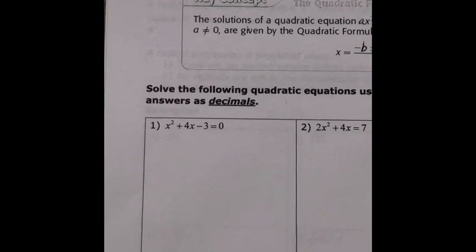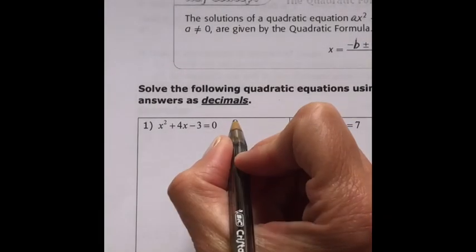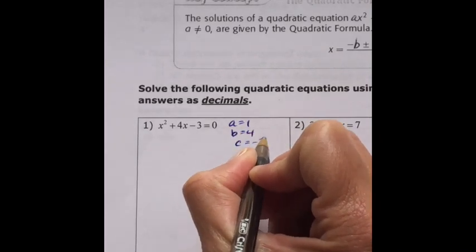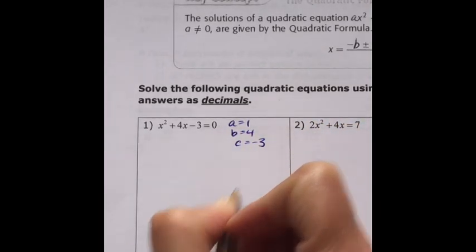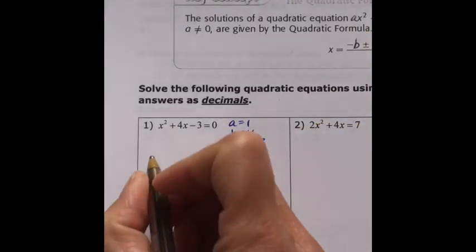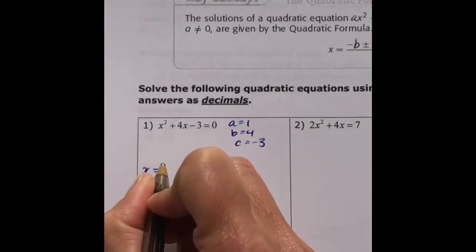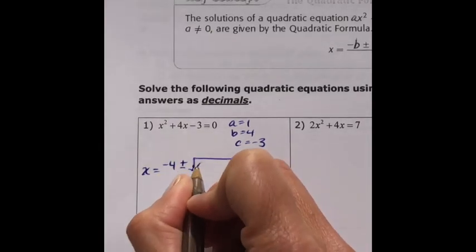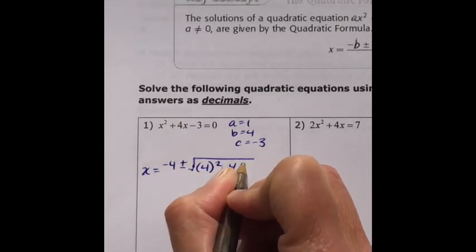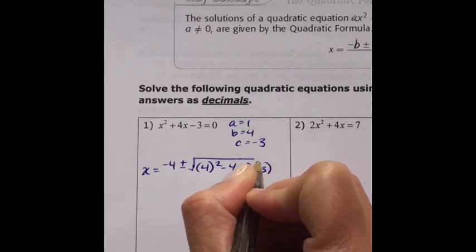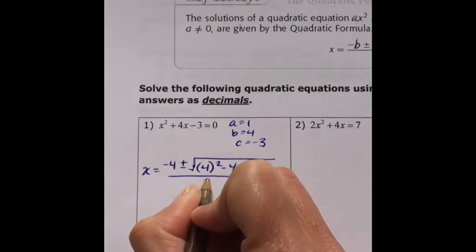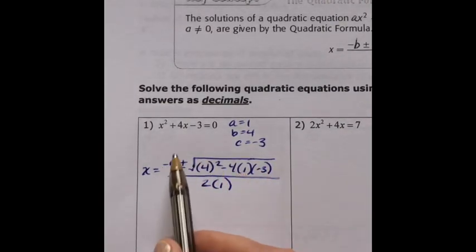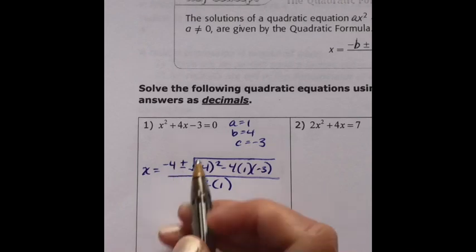So the first thing you do is you pick out the a, the b, and the c. A is 1, b is 4, c is negative 3. It is equal to 0, so you can just pick out the a, b, c, and plug it into the formula. X equals opposite b plus or minus the square root b squared minus 4ac all over 2a. You can do each of these parts a little bit separately. There's nothing to do in the front because it's just negative 4.